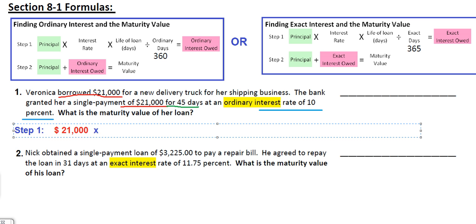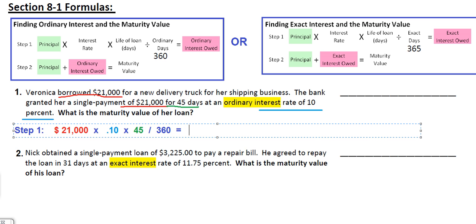And what we're going to do is multiply it times the interest rate. The interest rate is 10%. But if you move the decimal over 2 places, it becomes 0.10. Okay, and we're going to multiply that times the number of days of the loan, which is 45. And the last thing we're going to have to do is divide by 360, and we see that from the formula up above.